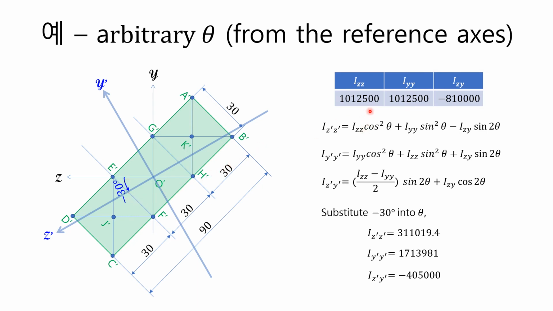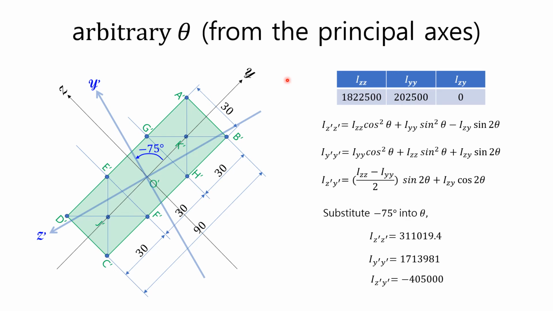Substituting the Iz, Iy and Izy obtained above and 30 degrees for theta into the well-known three equations, we can get the second and the product moment of area with respect to the z'y' axis.